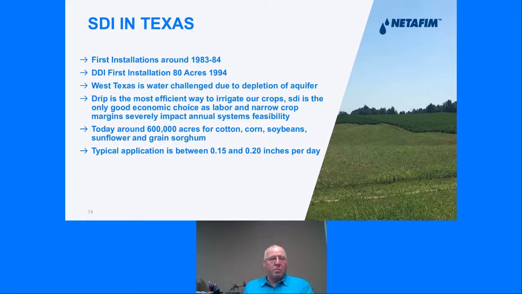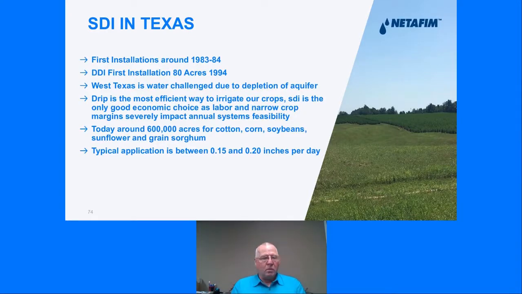With our other irrigation practices, we save about 25%, which is evaporative losses that the plant's able to see and utilize using drip irrigation compared to other irrigation practices. Today, there's about 600,000 acres in drip irrigation for cotton, corn, soybeans, sunflowers, and grain sorghum.